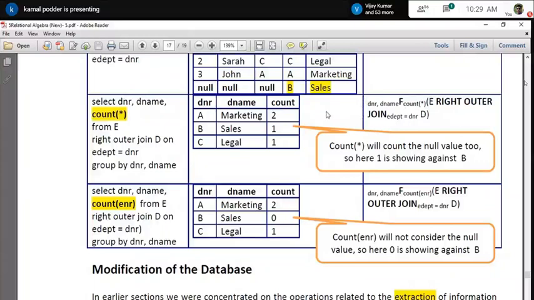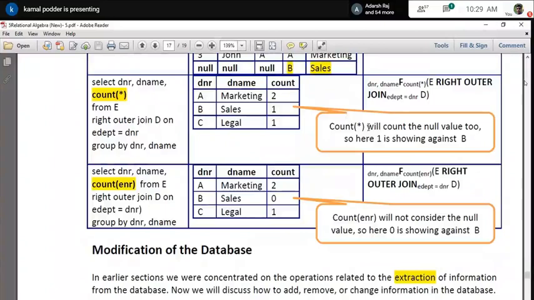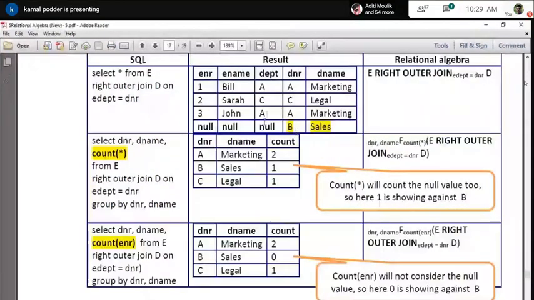So if you write that, what does it say? It says count is 2 for A. That is true, there are 2 employees. For B it says 1. Count star will count the null value too. Mind it, earlier I have shown that when you are counting a column, it is not counting the null value. But if you write count star, then automatically it will count the null value also.